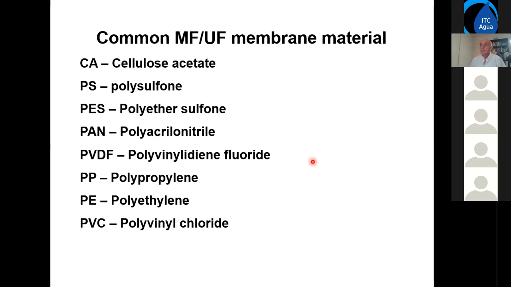What are the common membrane materials? Cellulose acetate, polysulfone, polyethersulfone, polyacrylonitrile, PVDF (polyvinylidene fluoride), polypropylene, polyethylene, polyvinyl chloride. Those last three were used once, they are not used anymore. Cellulose acetate is used maybe by one company, Aquasource, also a marginal application. Polysulfone less so. What is used mainly today is polyethersulfone, polyacrylonitrile, and the leading one is PVDF. This is the polymer of choice for the majority of membranes, but polyethersulfone is actually also not bad.